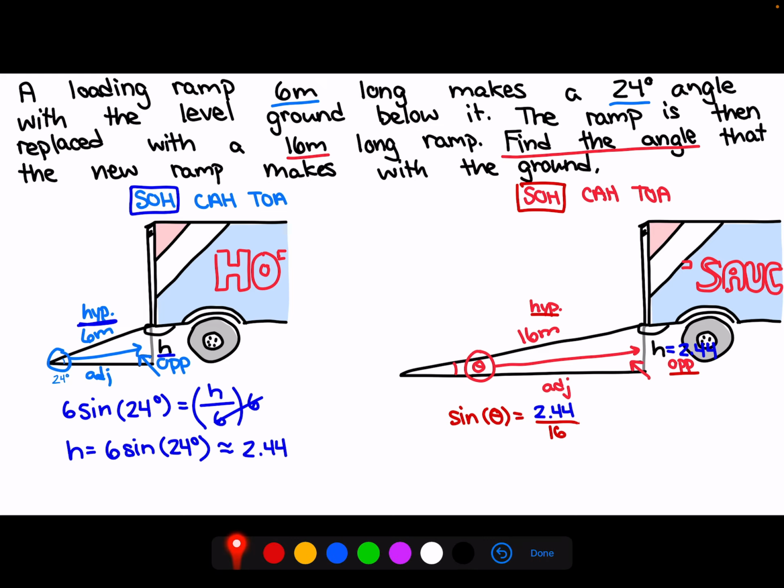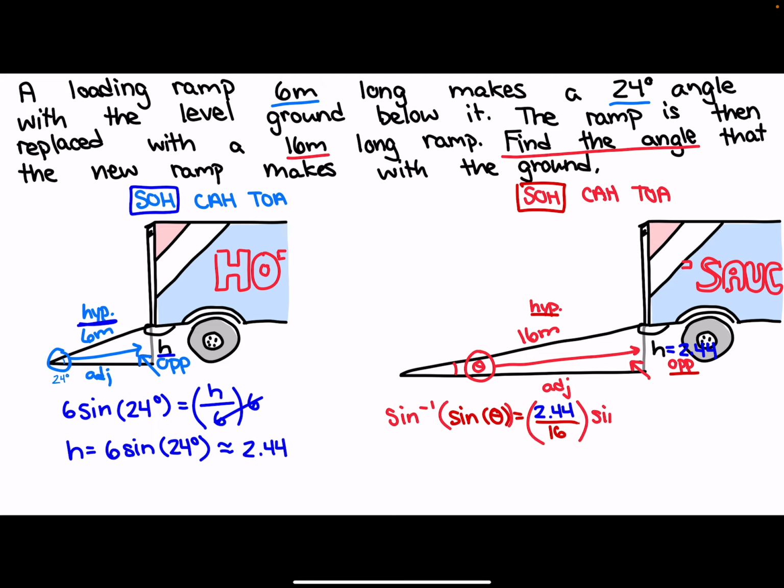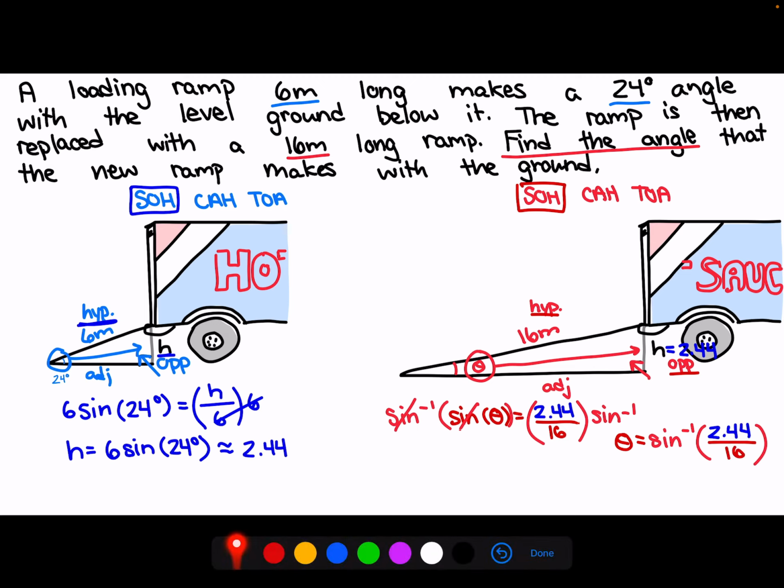Again, we want to get theta by itself, our unknown angle, so I need to get rid of sine. And the only way that I can get rid of sine is through inverses. So I'm going to take the inverse sine, or arc sine, of both sides. Arc sine and sine will cancel, leaving us with just theta equals arc sine of 2.44 over 16. This is what we want to enter into our calculator. And when we do, we get the angle measure of the 16-meter ramp with the ground. And that angle measure is 8.77 degrees.